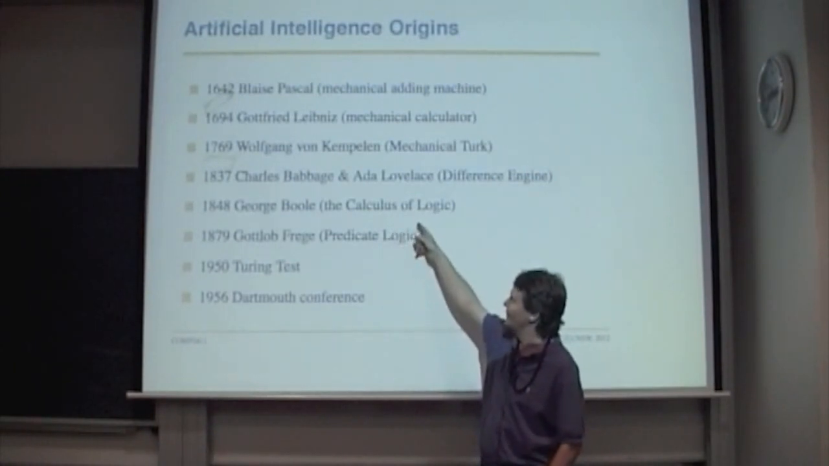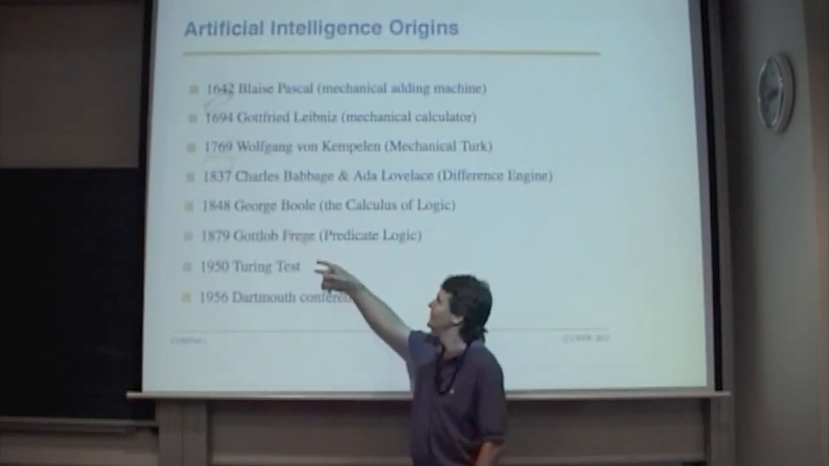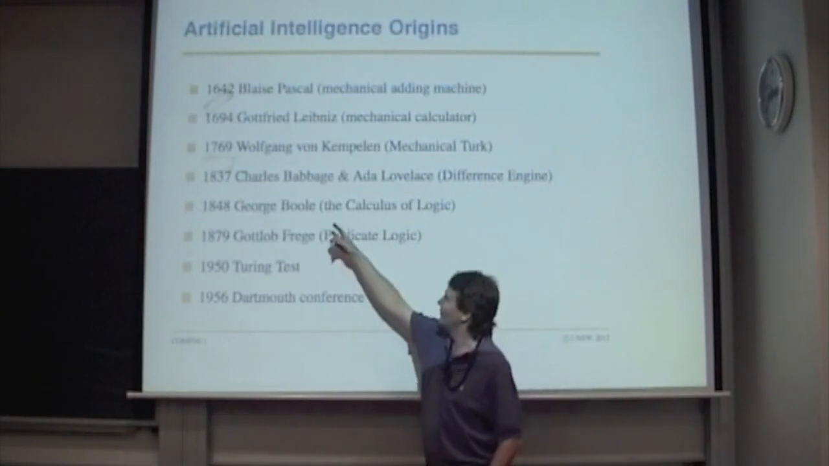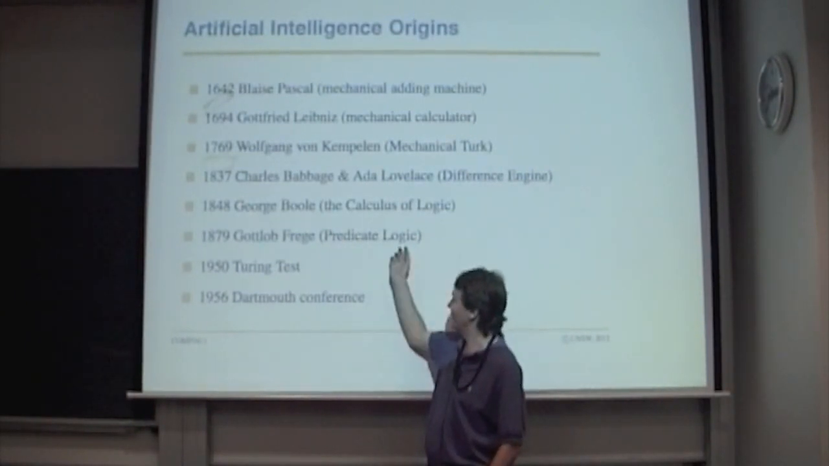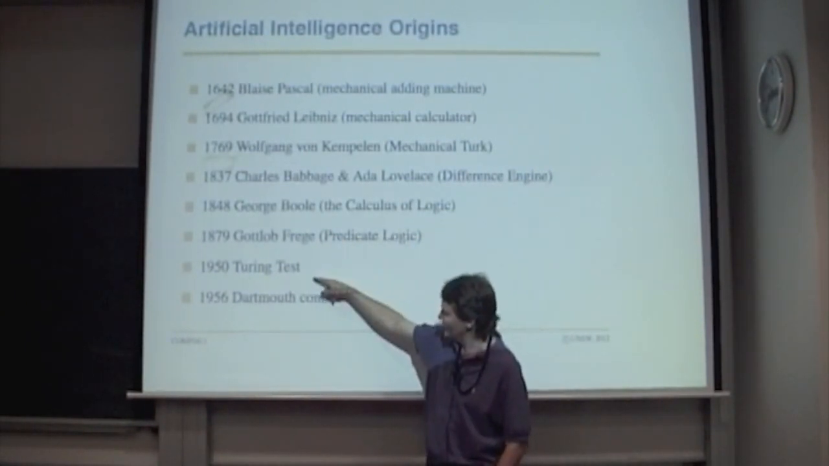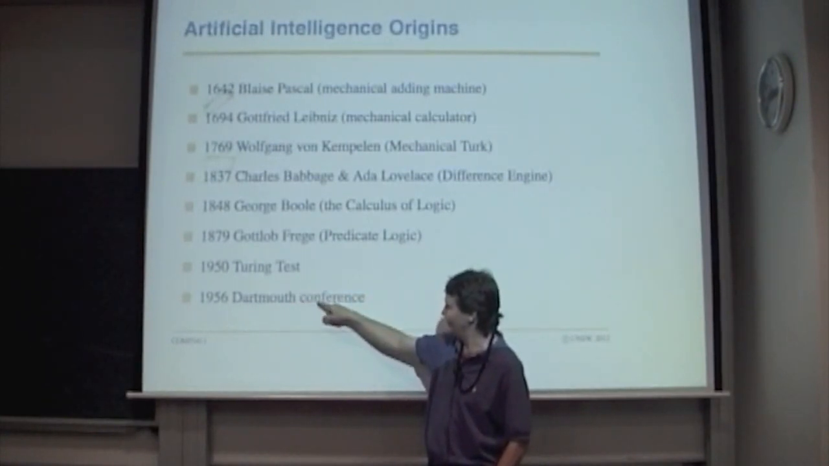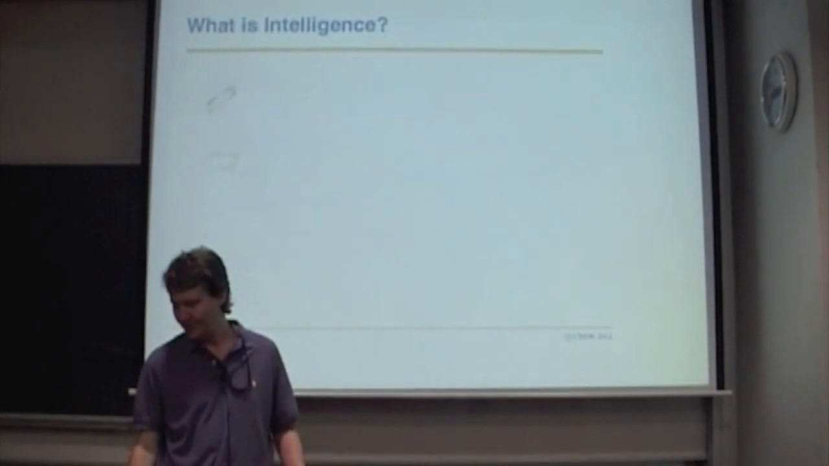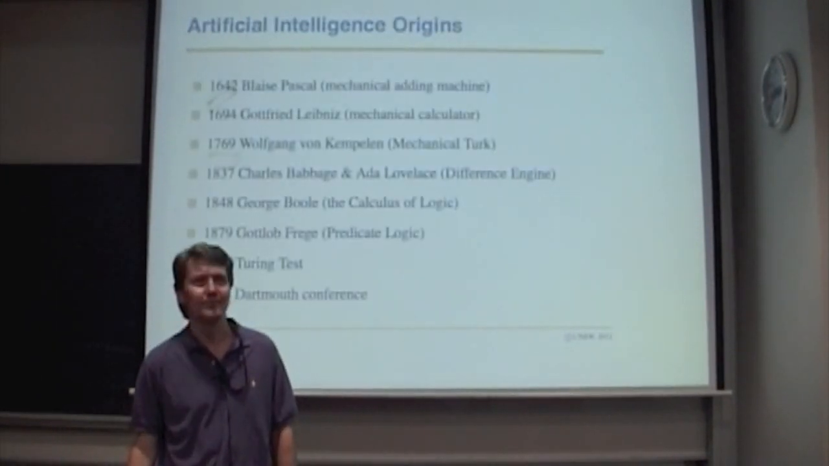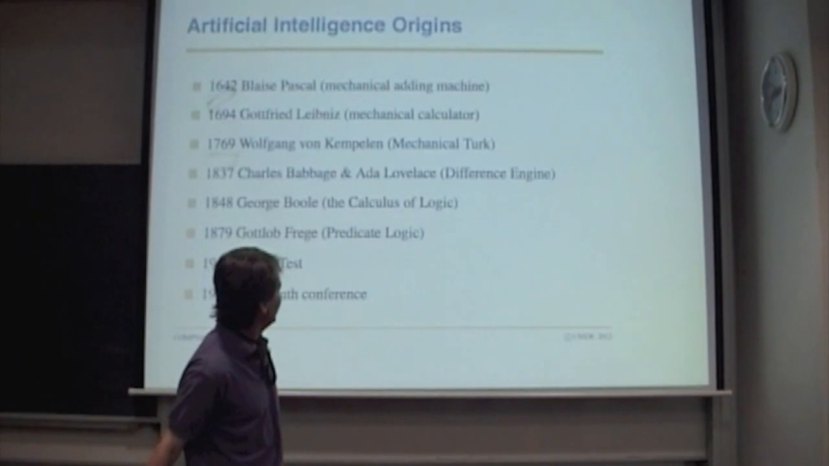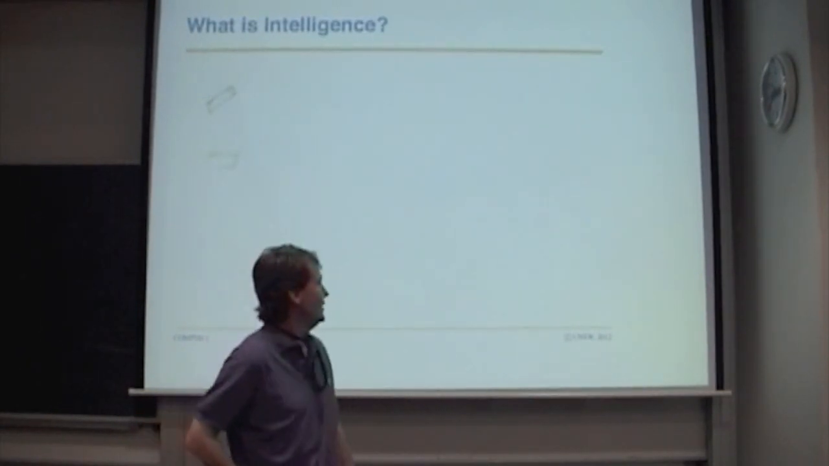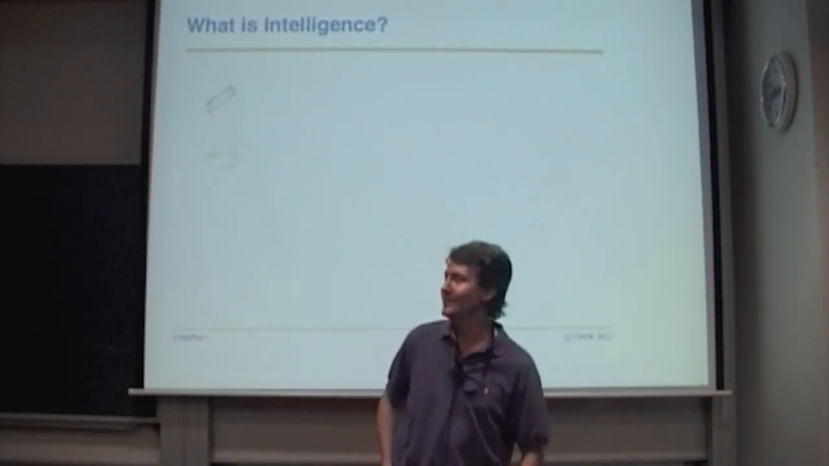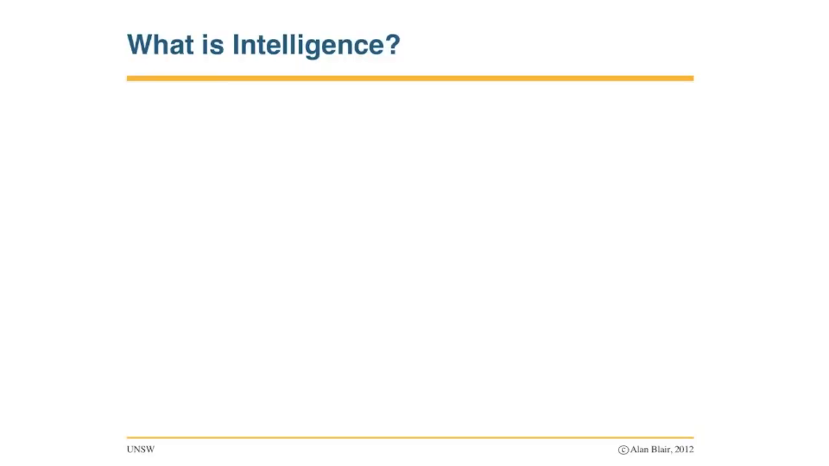Then you've got logic. Okay, George Boole obviously invented Boolean logic or Boolean algebra, and then you've got predicate logic. It's the Turing test we'll talk about in a minute, and then in 1956 was the first actual artificial intelligence conference.